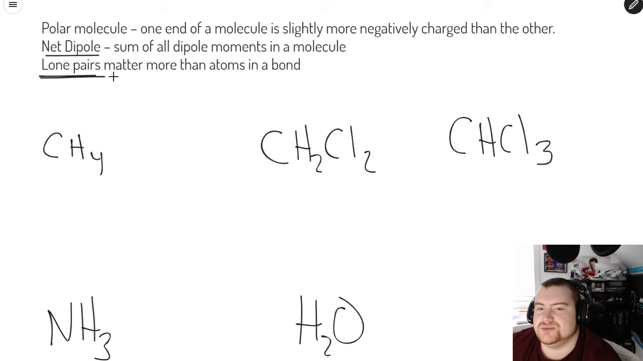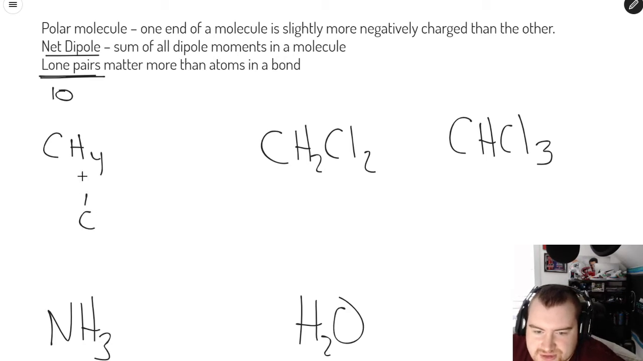And when we talk about lone pairs, let's give them a value of 10 on the electronegativity scale when we compare them. So if we were going to look at all of these examples I have here, I'm just going to say, find the net dipole of this molecule. We're going to show the polar bonds. So the first thing we're going to do is draw it out.